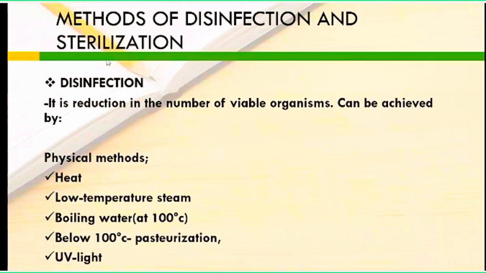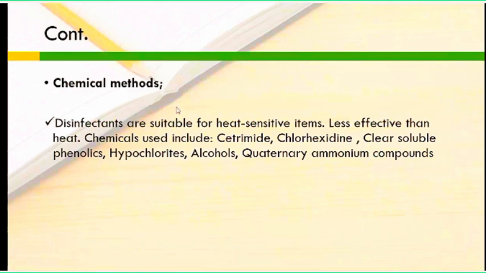This is a slide showing the methods of disinfection and sterilization. It is a process that involves reduction in the number of viable organisms, and this can be achieved through, one, physical methods. So the physical methods include application of heat, which can involve low temperature steam, boiling of water at 100 degrees Celsius, then pasteurization and ultraviolet light. Then we have the chemical methods. These include use of chemicals like chlorhexidine, cetrimide, and others.